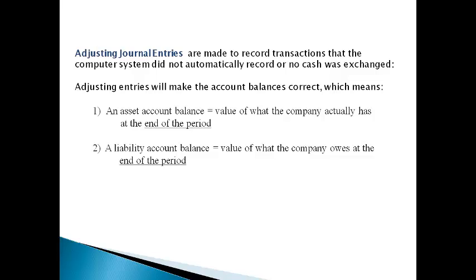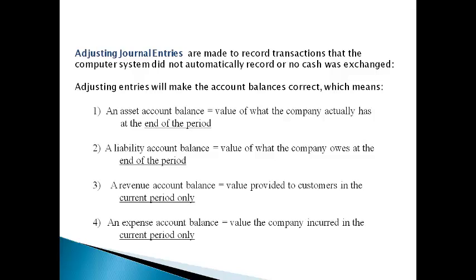Correct means that the value for assets is what the company actually has, and the value for liabilities represents what the company actually owes on this date. Correct also means the value for revenues is for all goods and service provided and expenses incurred during this particular period. Adjusting entries are made to get account balances correct.